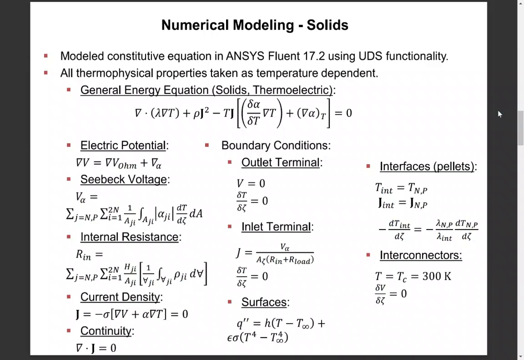The boundary conditions of the model were as follows. At the outlet terminal, a zero voltage potential was applied. At the inlet terminal, a current density was applied. All exterior surfaces of the device, except the cold side boundaries, were modeled with a convective and radiative heat transfer coefficient, where the free stream temperature was taken as 300 Kelvin. All solid domain interfaces were modeled with the conservative heat flux and current density. All fluid solid domain interfaces were modeled with the conservative heat flux. Lastly, the cold side interconnectors were exposed to a constant temperature of 300 Kelvin.